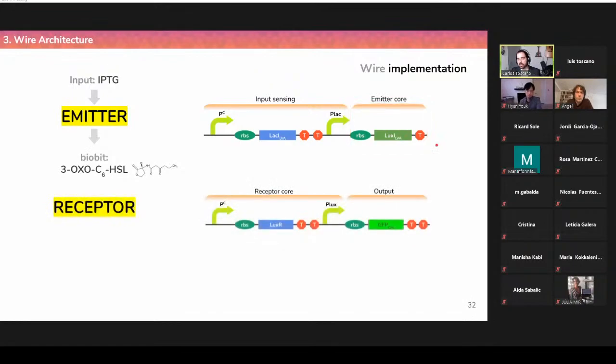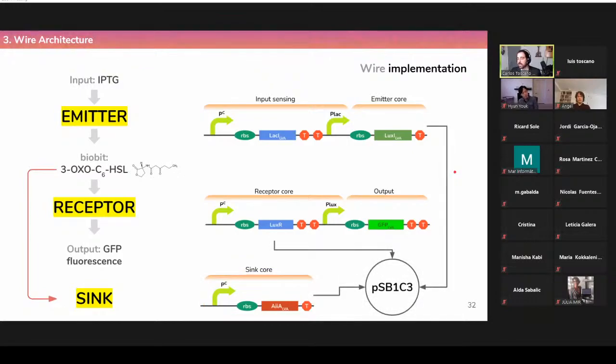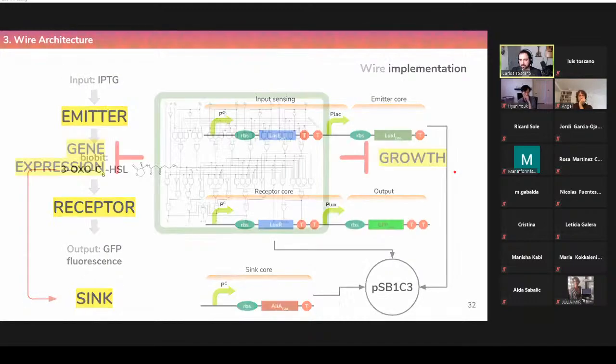The receptor, this will be the structure. So the receptor core is the required machinery to sense that BioBit, and the output would be GFP. So we will interpret GFP fluorescence as the output. And the zinc strain will have AIIA enzyme constitutively expressed, and it will be responsible for BioBit degradation, for lactone degradation. And the 3 constructs will be placed on PSB1C3 plasmid from the iGEM competition.